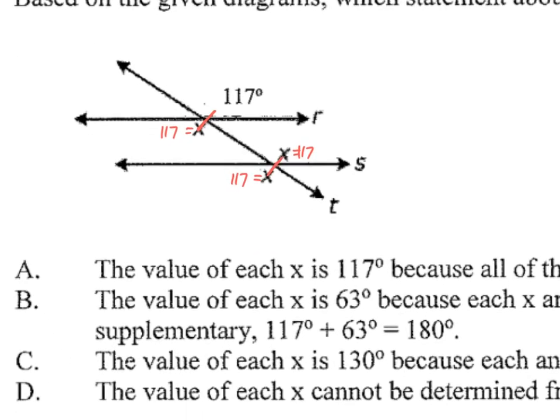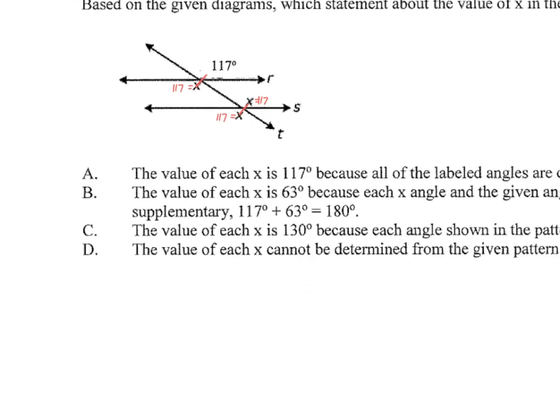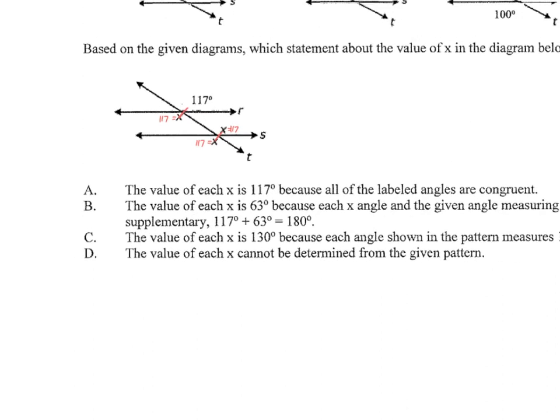So now I'm going to start reading through my answer choices. A, the value of each x is 117. That sounds good so far, because all of the labeled angles are congruent. That sounds really good already. B, the value of each x is 63. Well, no, we just figured that out, that they're all 117. So it doesn't even matter what the rest of that says. C, the value of each x is 130 degrees. Again, we just figured that out. That's not at all true. And D, the value of each x cannot be determined from the given pattern. Well, we just figured it out, so that is also not true. So our answer is definitely going to be A.